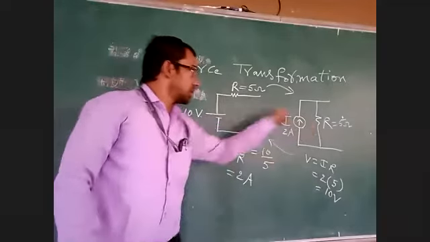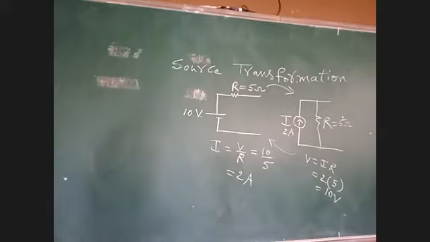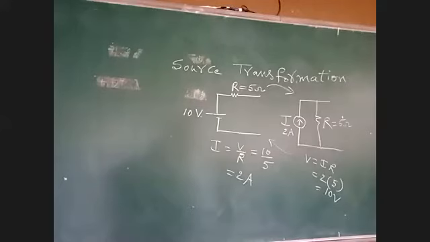Whatever the resistance in parallel, the same resistance we can connect in series. In this way, we can convert the voltage to current source and current source to voltage source, but the resistance value will remain the same. For the voltage source it will be in series, but for the current source it will be in parallel. Note down this. We'll do some examples so that you can understand better. Source transformation means we are converting voltage to current source and current source to voltage source.